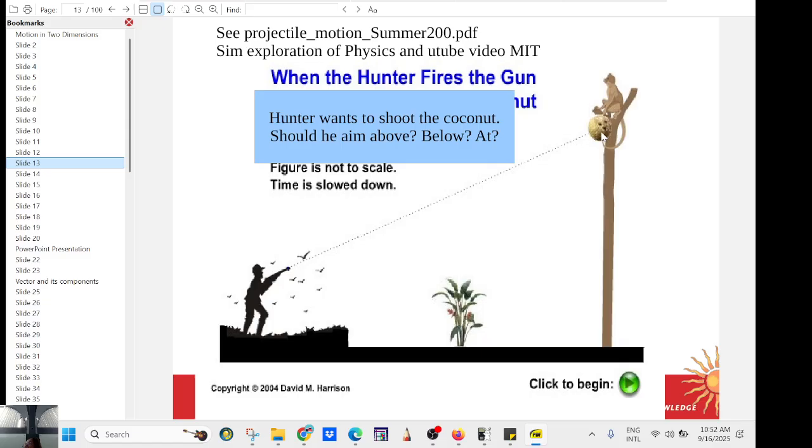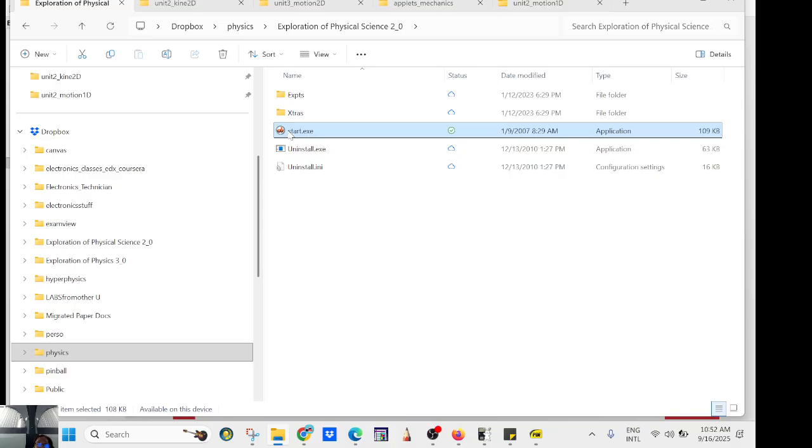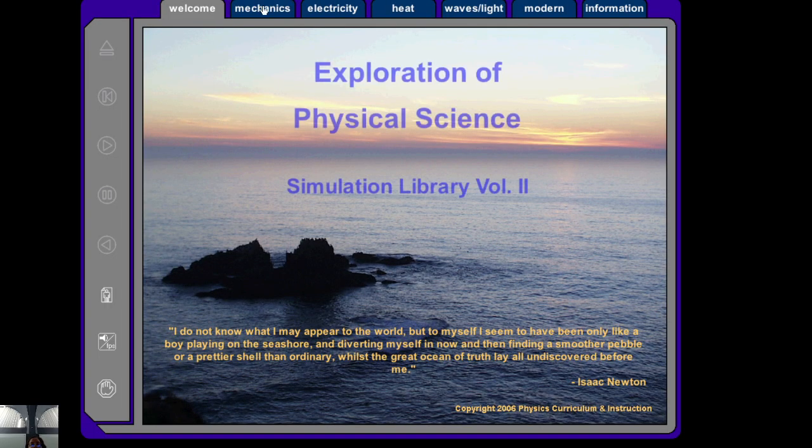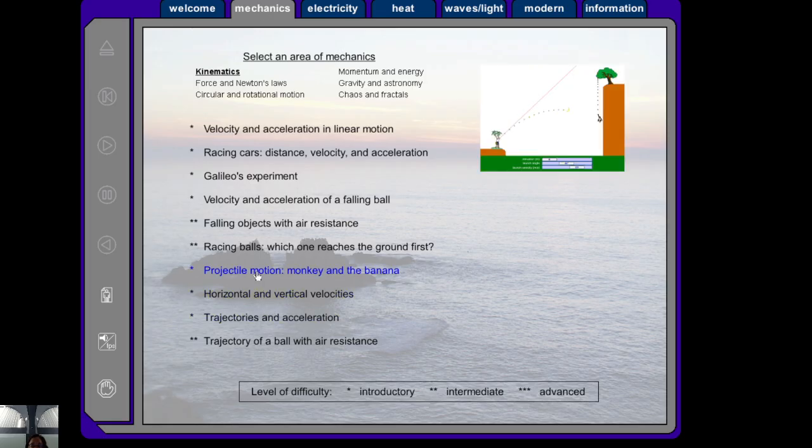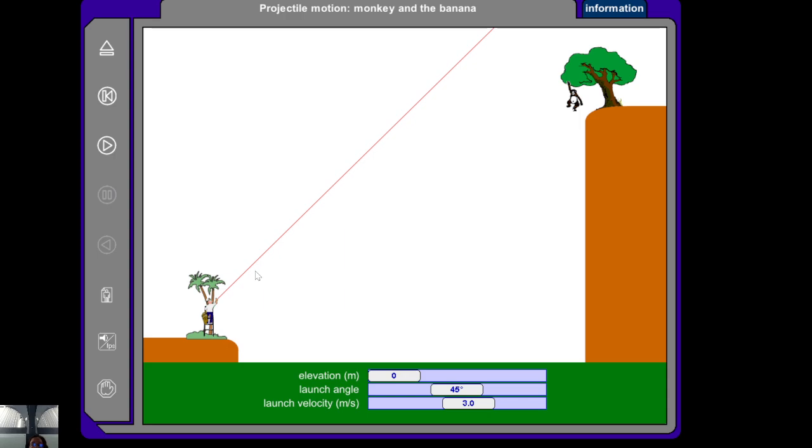It's very good. The answer is at, because they are both falling at the same rate. So along the y-axis, they are covering the same distance during the same time. So I'm going to show you that. It's a classic, the monkey and the hunter, but now it's the monkey and the banana, or the monkey and the coconut. So now it's the monkey and the banana.